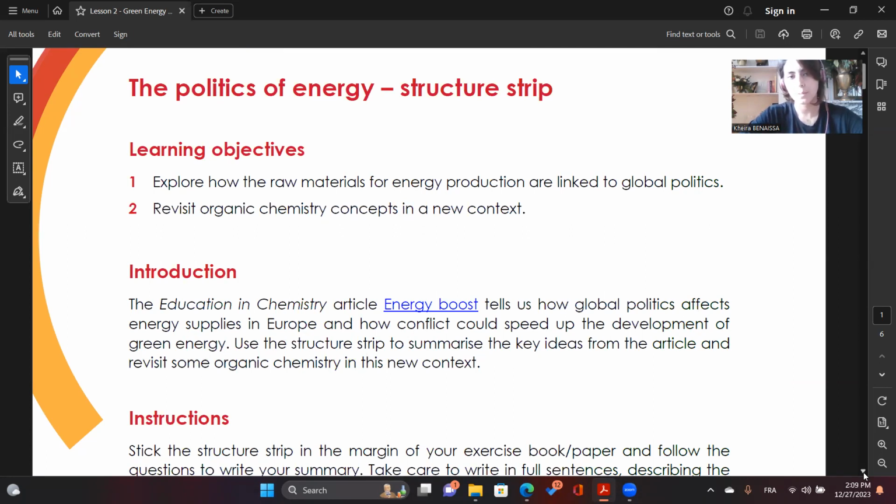participate in environment protection. So I hope you have learned a little about green energies and fossil fuel energy. So don't hesitate to go to the class, to the documents, and to read the text, and to try to answer the questions by yourself, and to exercise more in this field of chemistry.